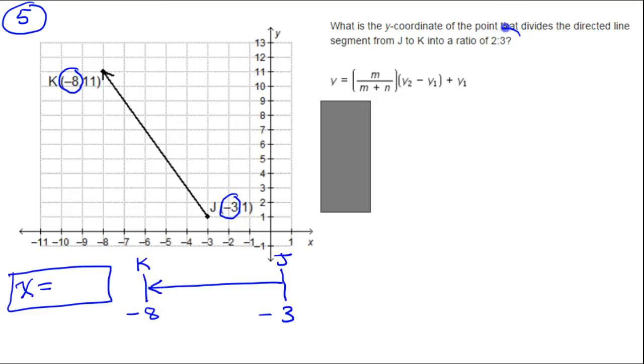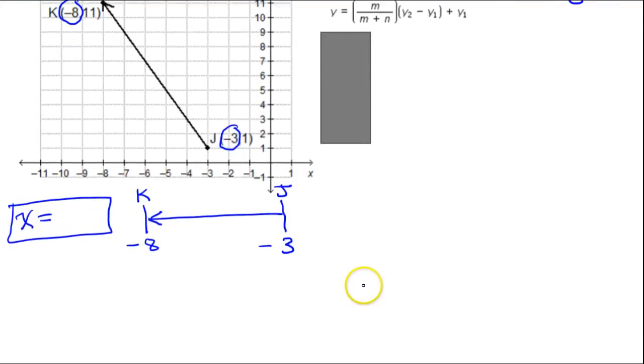The first thing we always do is take this ratio and convert it to a fraction so we can figure out how far we need to go. As a fraction, this is going to become 2/5 because I added those two numbers together for the denominator. That tells me that I need to go 2/5 of the way over. So I need to calculate how far that really is. I'm going to do 2/5 of the total distance.